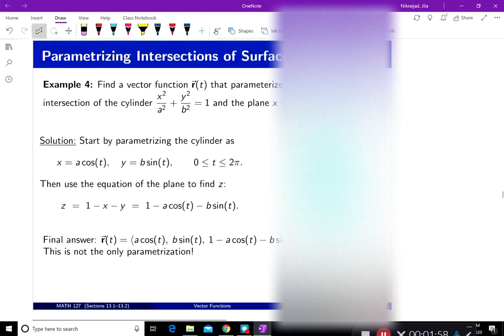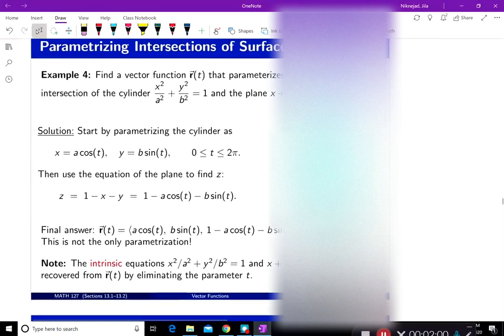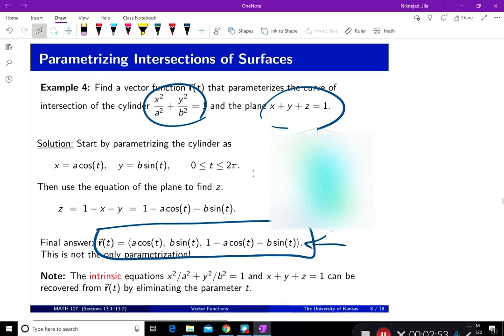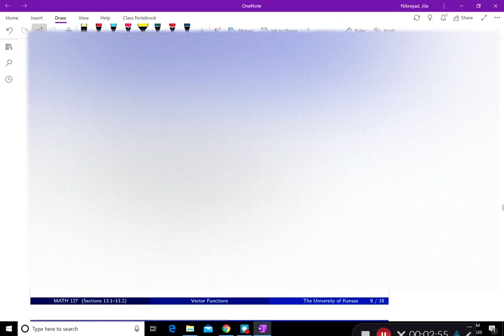Let's go somewhere with better handwriting. Now I click on question 13.1c. Find a vector function that parameterizes the curve of intersection of the two surfaces defined by x squared plus y squared equal to 4 and z equal to x squared. So I suggest you pause and then come back. So hopefully you paused and you're coming back.